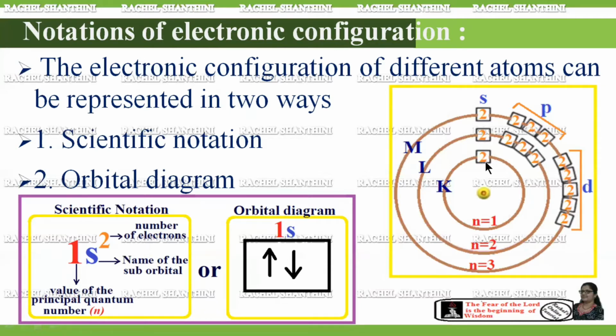And how many electrons are there in s orbital? 2, right? So the electrons present in the suborbital are represented by an upward arrow mark for positive spin and a downward arrow mark for negative spin. The advantage of the second notation over the first is that it represents all the 4 quantum numbers.